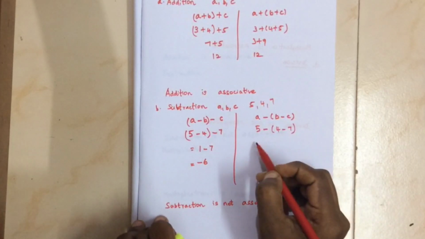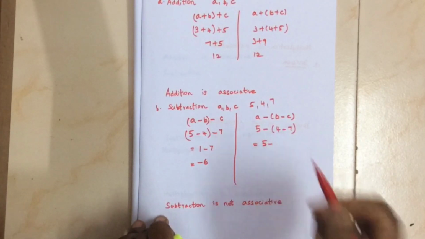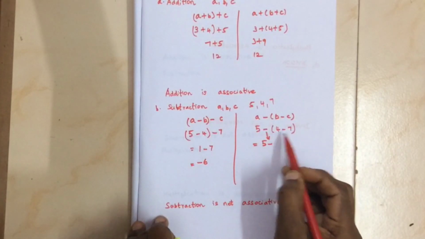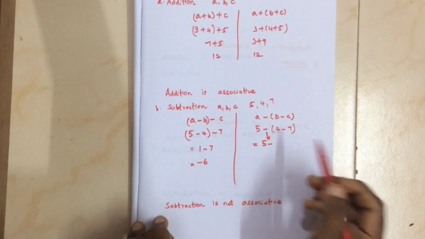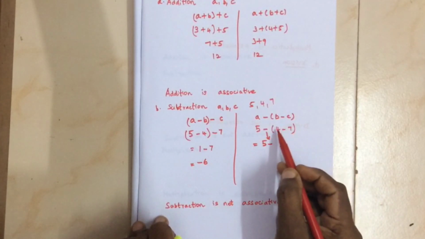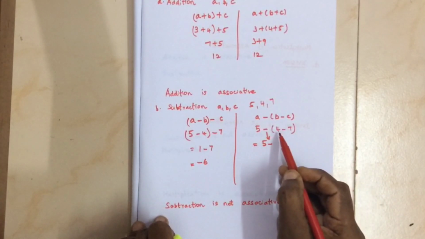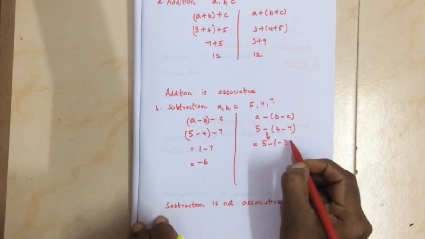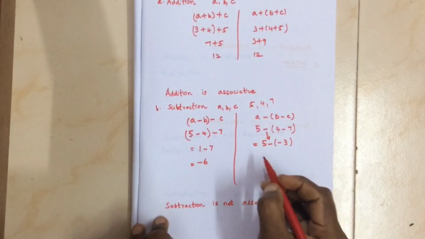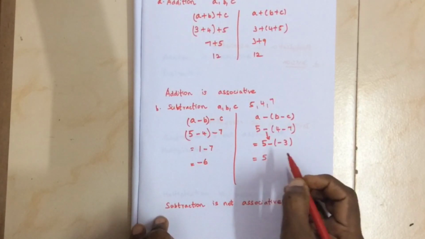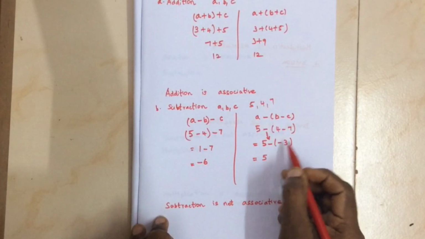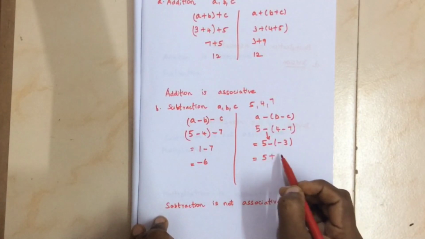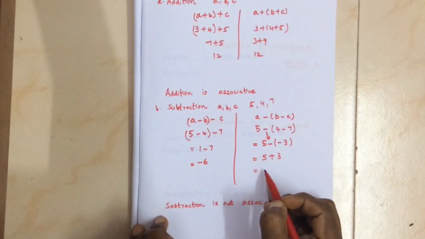So what will happen here? This is 5 minus, and this minus comes from here. So what is 4 minus 7? 7 minus 4 is 3 and the greater number is 7, so 4 minus 7 gives minus 3. You have to put the bracket here and it is minus 3. So what is the next step? Here it is a minus and here, whenever there is a bracket it means multiplication. So minus into minus becomes plus. So 5 plus 3 gives 8.